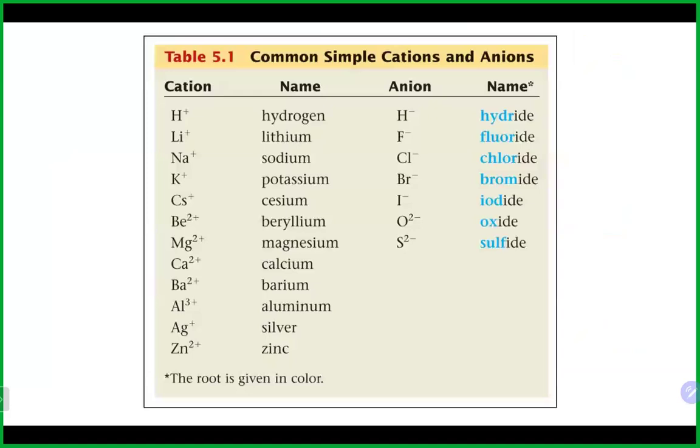So here's a table from your book of just individual ion names. And as you can see here, anything that is positively charged, pretty much just the whole metal name is used. Anything with a negative charge will get that -ide treatment at the end of it, again dropping some or a lot of the last part of the element name.